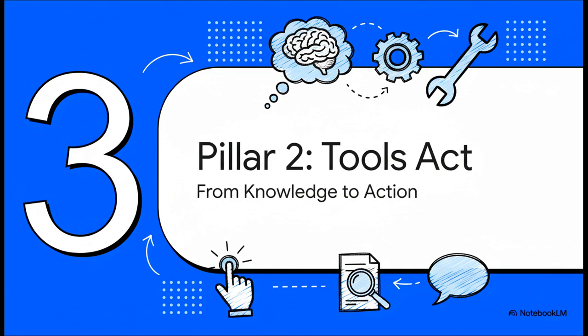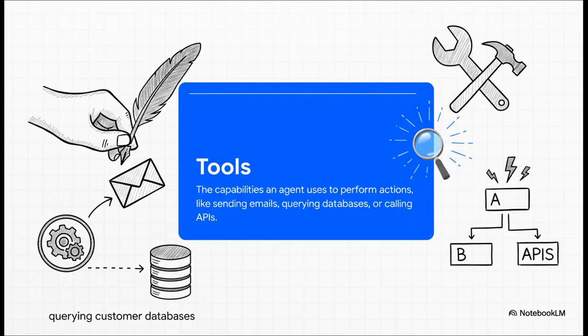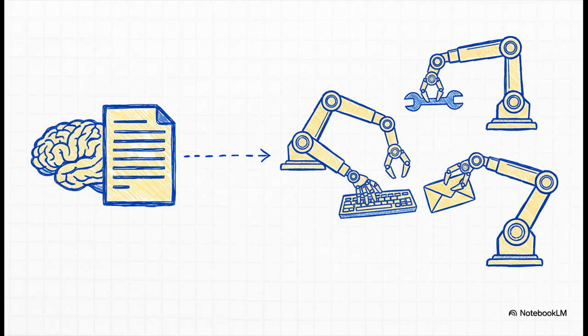And that brings us to our second pillar, tools, which allow an agent to act. So when we say tools, what are we really talking about? Well, think of them as the agent's verbs. It's the power to send an email, to query a customer database, to update a support ticket, or to call pretty much any software API out there. It's how the agent actually interacts with and changes the world around it. The analogy here is just perfect. If RAG is the agent's memory, then tools are its hands. This is the piece that lets the system go from just thinking to actually doing.